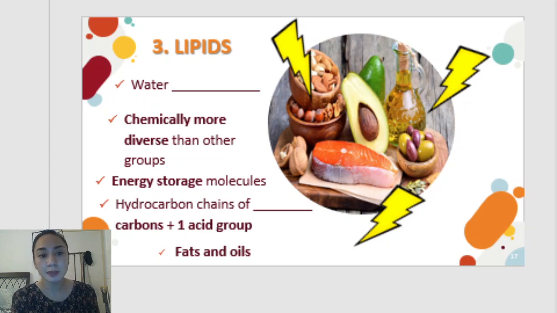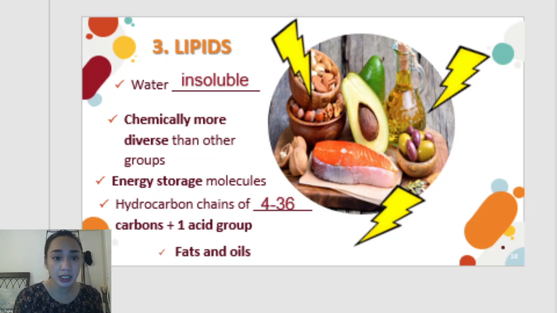So, carbons plus one acid group. Yun naman yung structure niya, no? They are made of fats and oils. So, yung other term doon sa fats and oils are lipids. So, lipids are water insoluble. Ibig sabihin, ano yun? Pag water insoluble, hindi siya natutunaw sa tubig. Tama? Okay? And there's 4 to 36 chains of hydrocarbons.